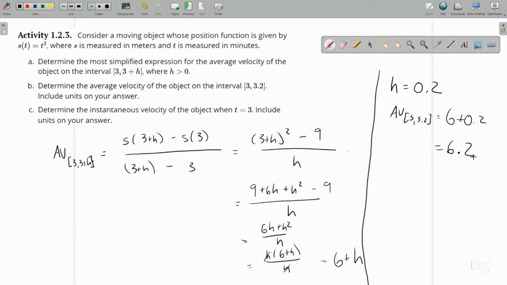Part C asks you to determine the instantaneous velocity when t is equal to 3, and to include units. Oops, I forgot the units. In the units here, s is measured in meters and t is measured in minutes, so this is meters per minute. Okay, determine the instantaneous velocity.